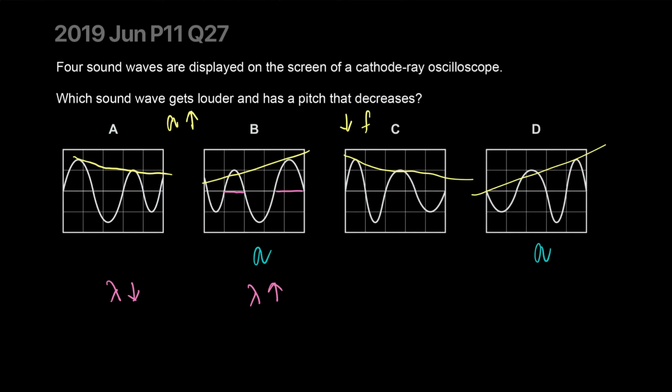Actually, I want to just focus on A, B, and D, so I can save some time. 1.5, now it's 1, so lambda is also decreasing over here. Frequency is the inverse of lambda. That's the relationship. So lambda is going to decrease over here, and frequency is going to increase over here.